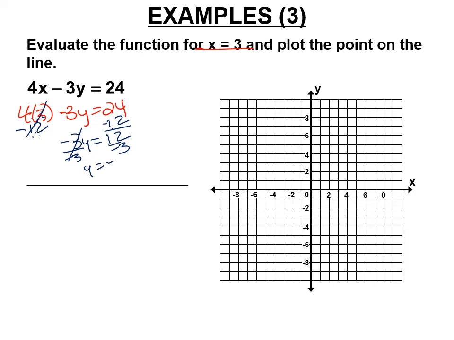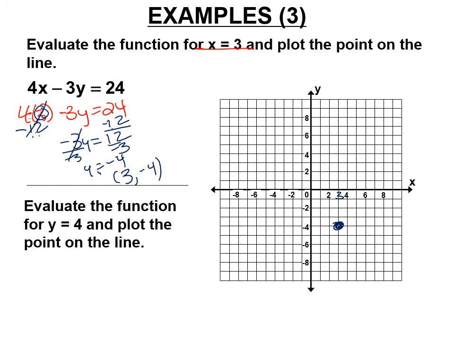Y equals negative 4. But that's not a y-intercept. I didn't put a 0 there. That's the point 3, negative 4. So we could do it that way. We could find any point we want. I found 3, negative 4. All right.